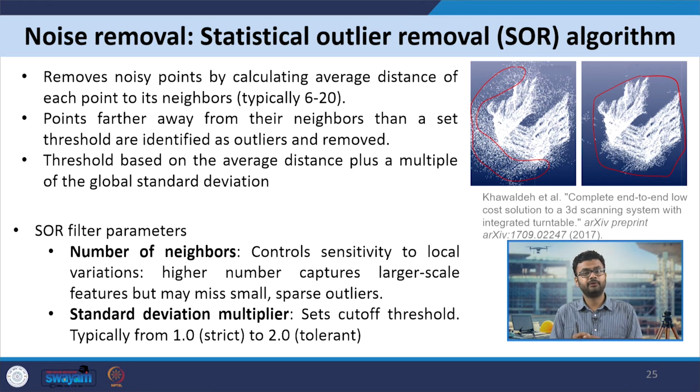If we have a threshold of one standard deviation, or one sigma, that means only very closely dense point clouds will be considered. If we consider a standard deviation of 2, then it is slightly more tolerant. So even if points are slightly further away from each other, they will not be considered noise and will be included in the main final point cloud.